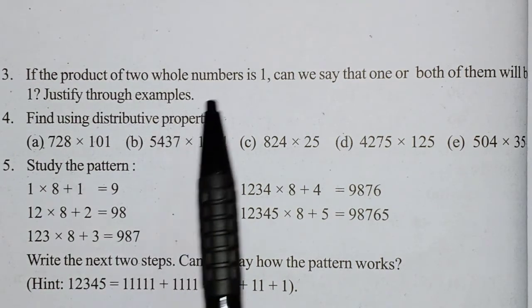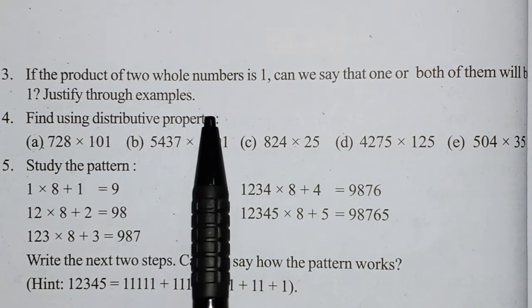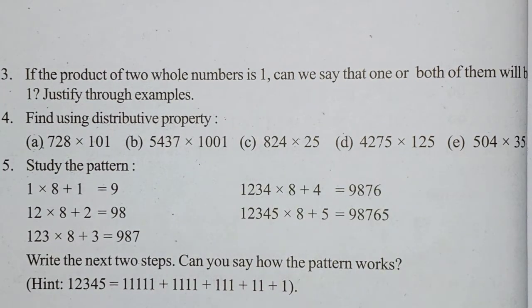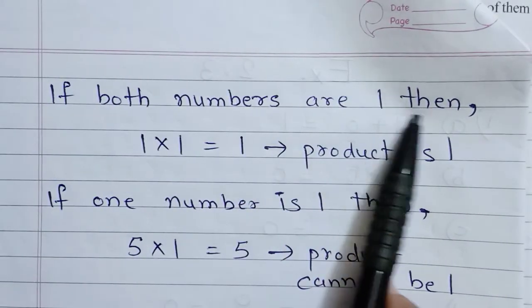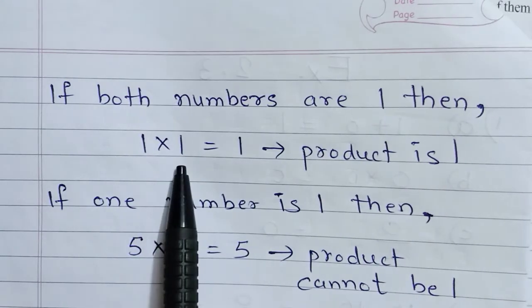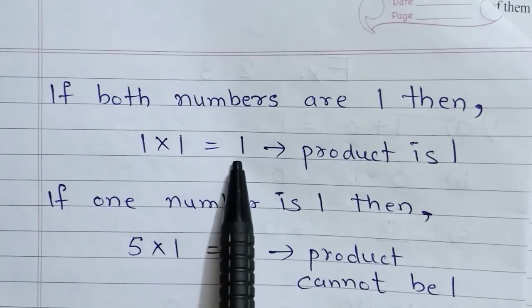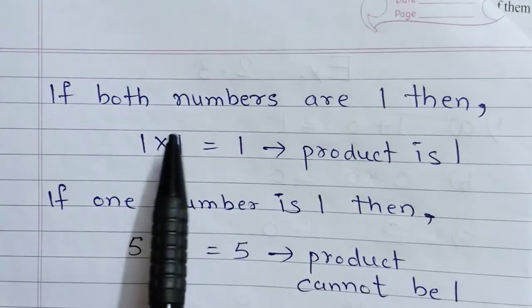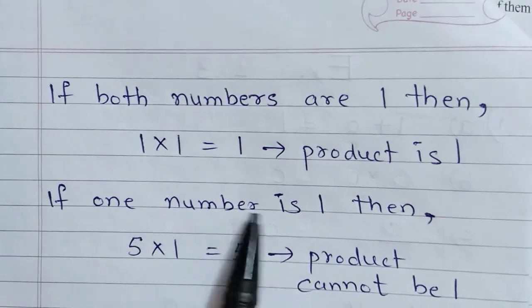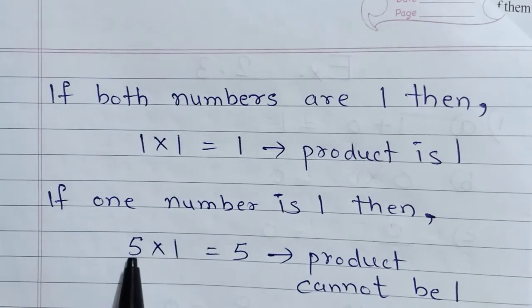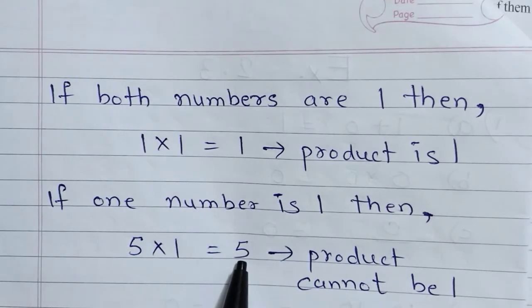Just now we proved it for 0. Now we have to see whether, when we take two whole numbers, the answer is 1 or not. Now if both numbers are 1, then 1 into 1 is equal to 1. The product is 1. See, the product means the answer is 1. If both the numbers are 1, but if only one number is 1, then suppose I take 5 as a whole number, so 5 into 1 gives me the answer 5.